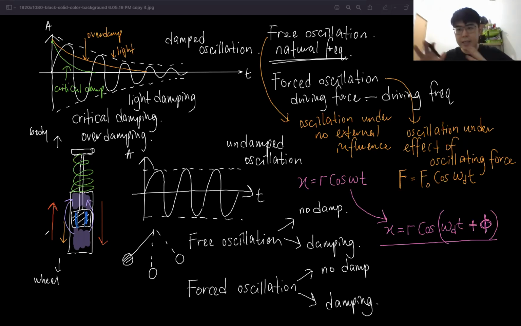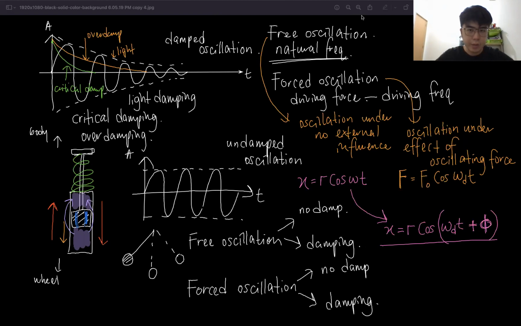That is like the car absorber system, the car suspension system, or like the bridge. They use the damper to prevent resonance from happening in the vibrating bridge. Okay, so why do we need damping? The main thing is to prevent resonance from happening.